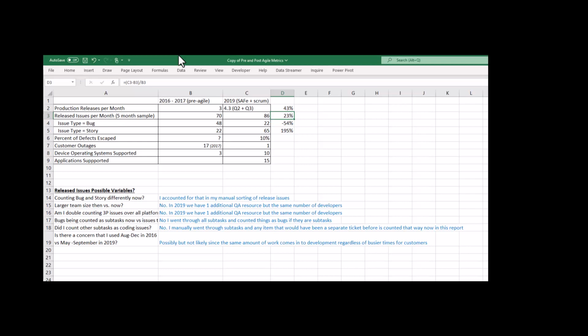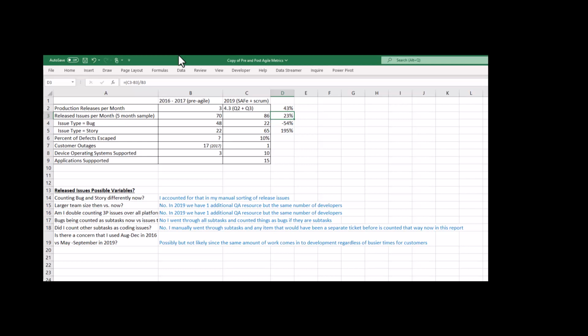What about our user stories? Well, prior to our Agile transformation, 22 of those in each of our releases were stories, and it bumped to 65. Now, for those of you who don't know, the user story, that's value added, that's new functionality. That's what you want. So we increased 195%. Now, I wish that I'd had the data to measure escape defects as a percentage before our Agile transformation. But what I can tell you is that our escape defects after our transformation was 10%.